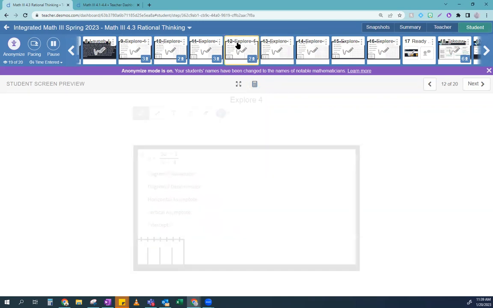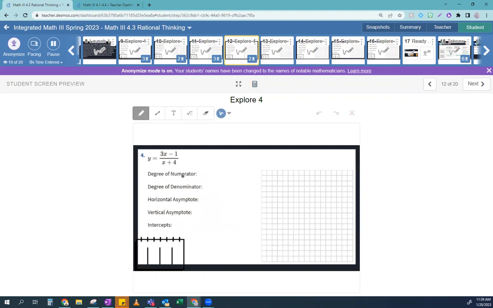Okay, let's try another one, just making sure. So here, go to slide 12. The degree of the numerator is 1. The degree of the denominator is 1. Miss Johnson, they're tied. Good, then you look in front. We take the numerator leading coefficient and the denominator leading coefficient, and we divide. What's our horizontal asymptote for this one? Someone say what? Y equals what?